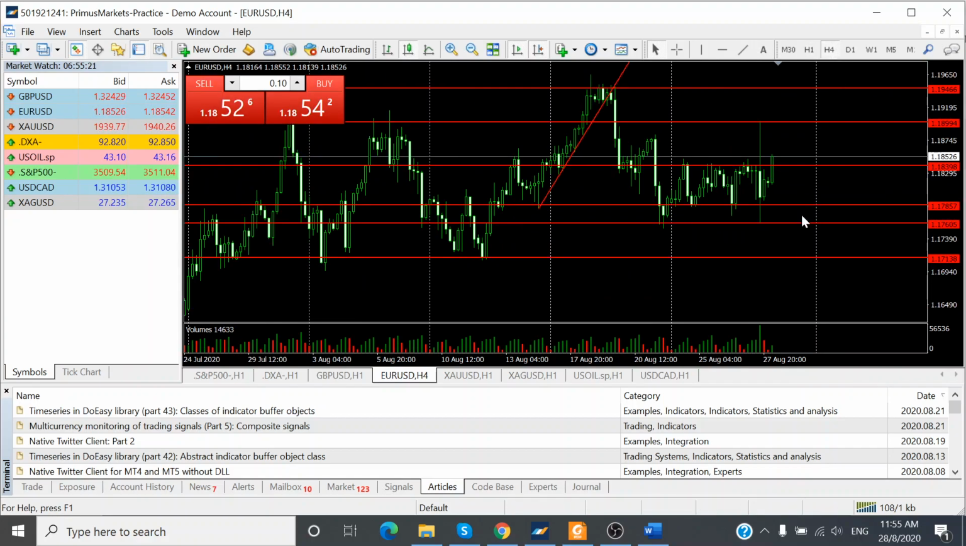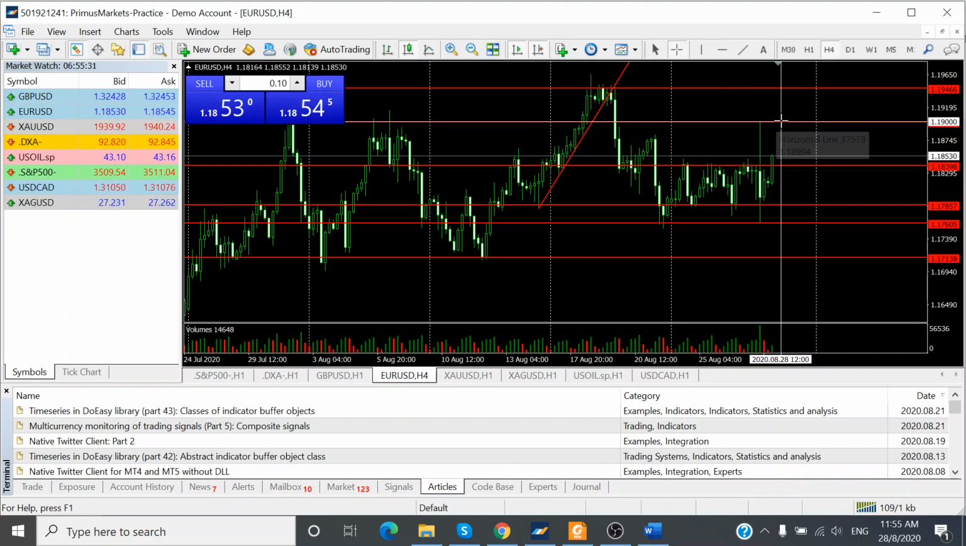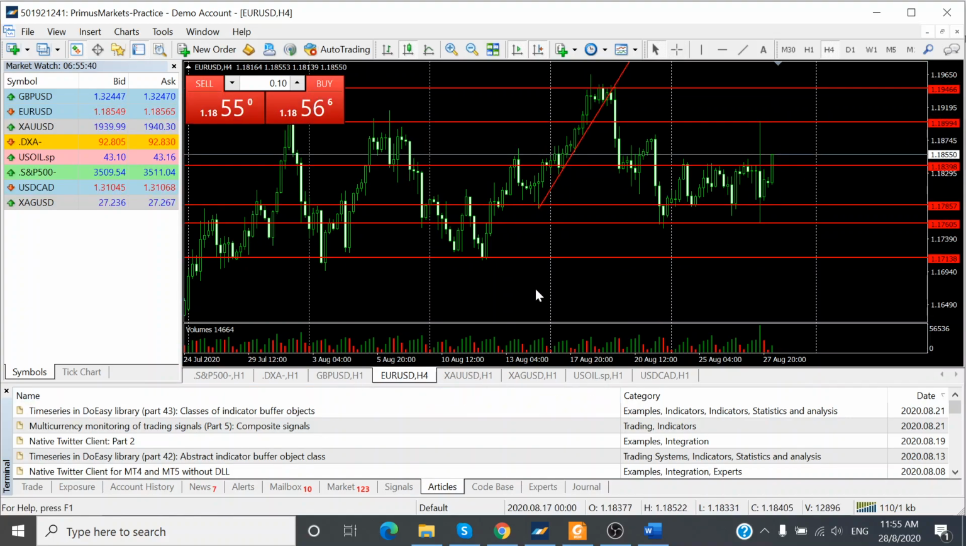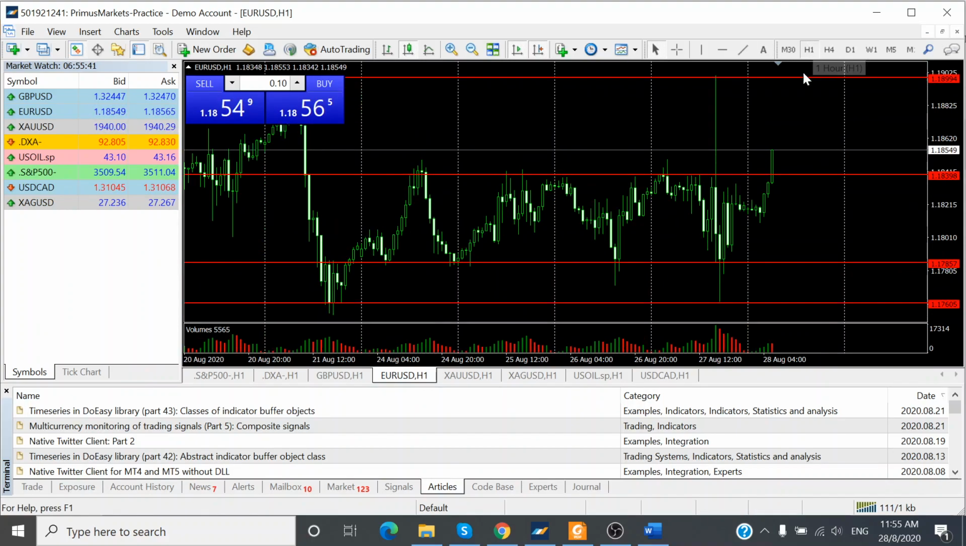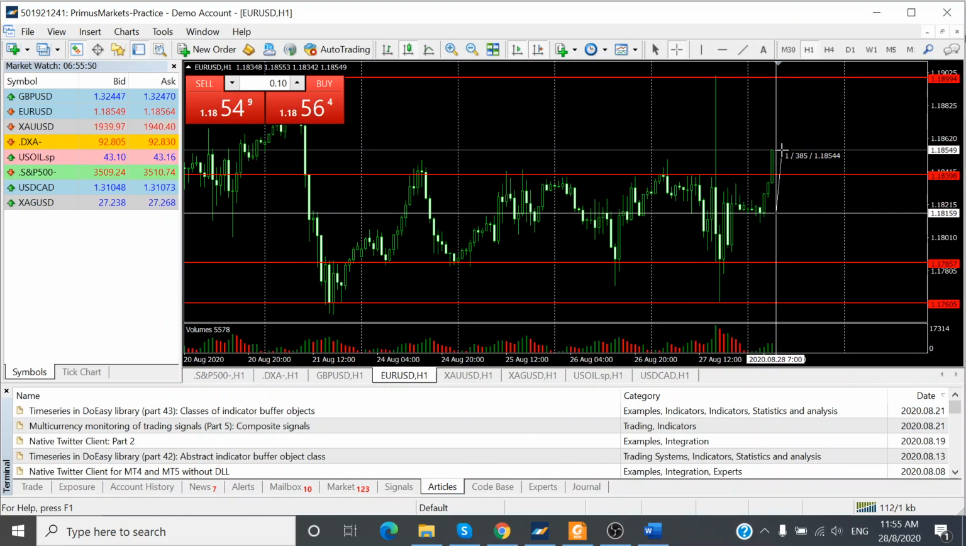So the next levels further up for the euro dollar, number one would be 1.1875, which is about 25 pips to the upside, and the next target price would actually be 1.1900, which is about 48 pips to the upside. Okay, so that'll be the range for the euro dollar for today. Looks like the US dollar is weakening, and the UK pound and also the euro dollar are moving up.